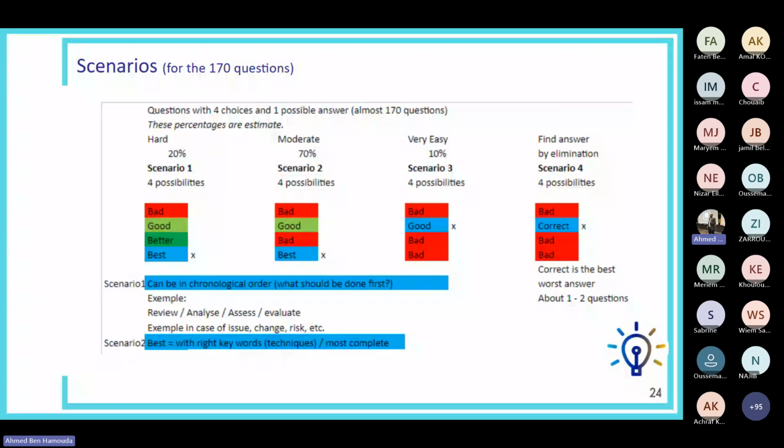Now, most of the questions in the exam are what we call moderate questions. They're not that easy, and they're not that hard. They're moderate. They're also not short, not long, and even the difficulty level is moderate. This is scenario two, and I would like to start with it.